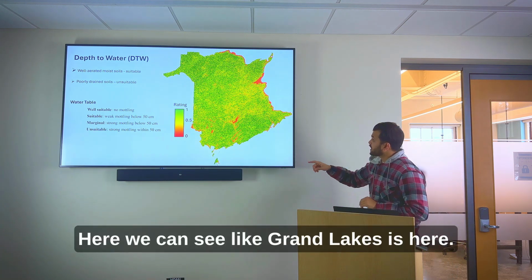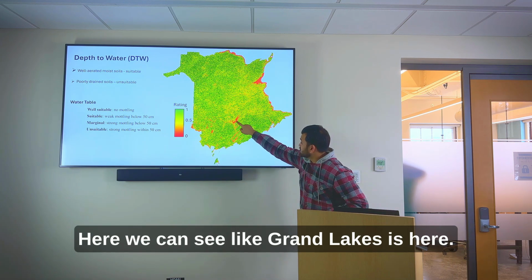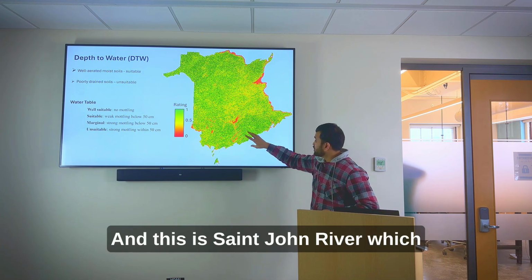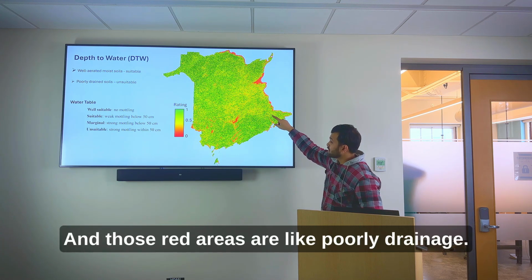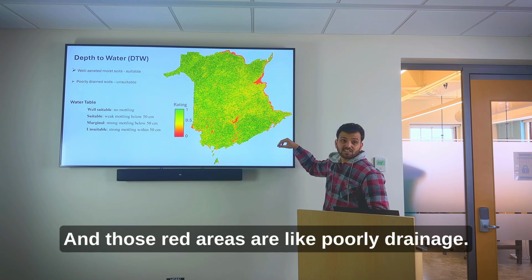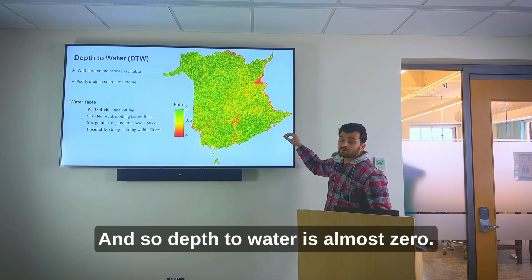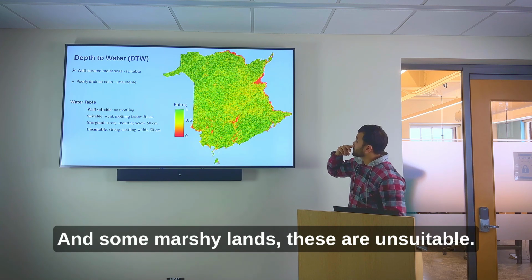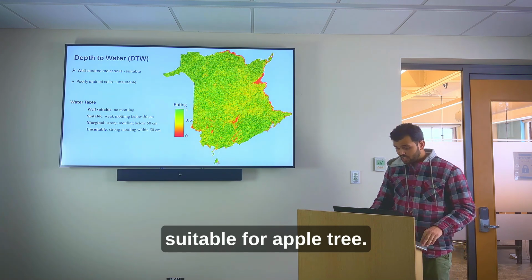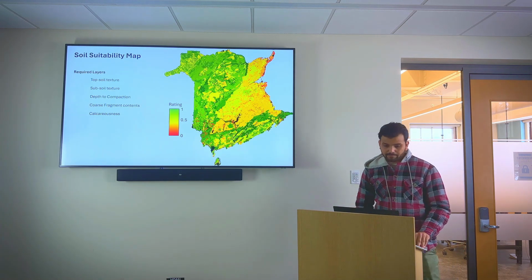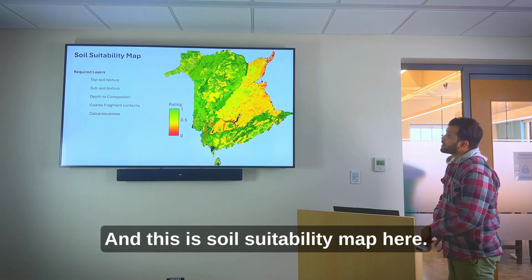Here we can see Grand Lakes is here, and this is the St. John River, which looks red, that means unsuitable. And those red areas are poorly drained, and so depth to water is almost zero, and there are some marshy lands, these are unsuitable. However, greener areas are more suitable for apple tree. And this is the soil suitability map.